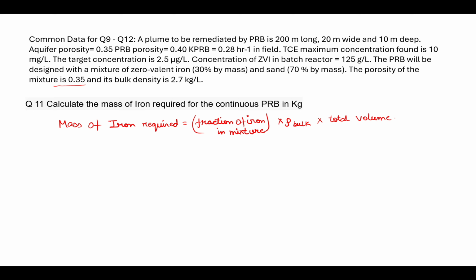So I think we have calculated the thickness of the PRB in the previous question, but in the previous part the porosity of the PRB layer was given as 0.4. But in the next statement, the porosity of mixture is given as 0.35. So first we need to find out the thickness of the PRB layer using 0.35. Then we can substitute everything in the equation and find out the mass of iron required. So let's first find out the thickness of PRB layer.